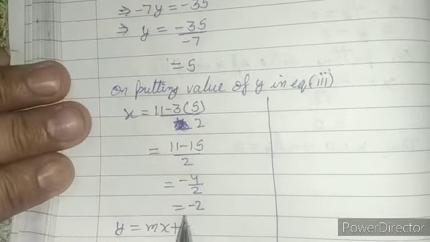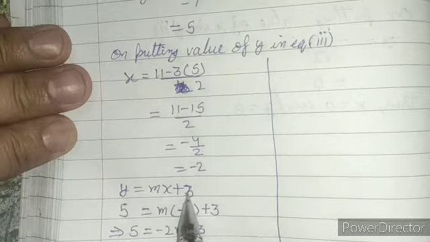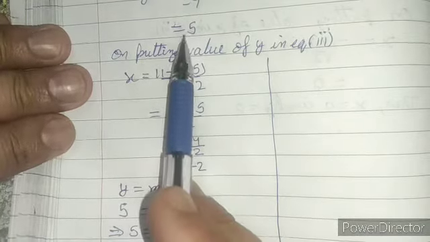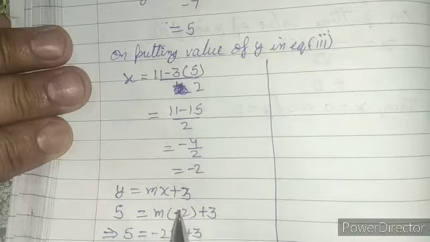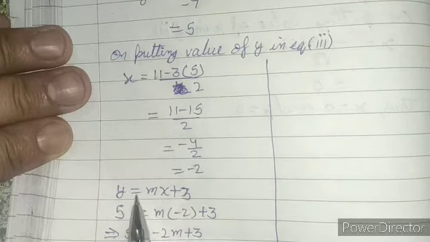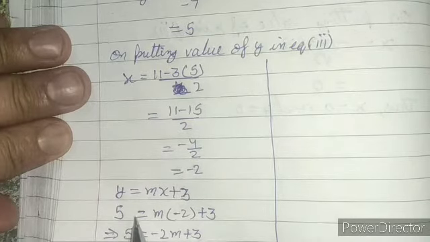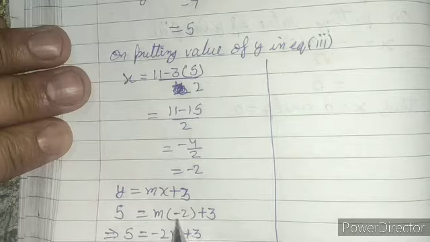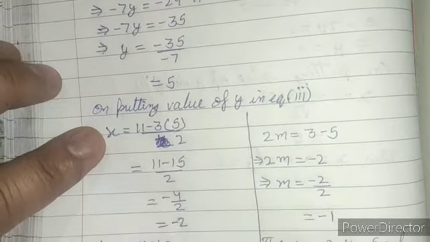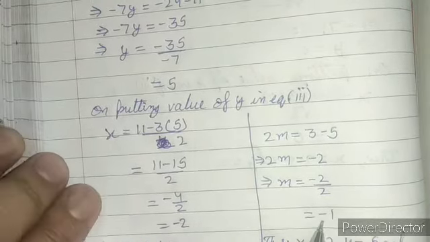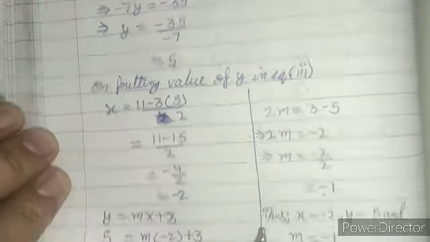On substituting the value of y in equation third, we will get the value of x, and that is minus 2. Now we have to find the value of m from the equation y equal to mx plus 3. We have already obtained the value of y, that was 5. In place of y we will take 5, and in place of x we will take minus 2. So this will be 5 equal to m into minus 2 plus 3, that is 5 equal to minus 2m plus 3, and that is giving us the value of m as minus 1. Thus the value of x is minus 2, value of y is 5, and value of m is minus 1.